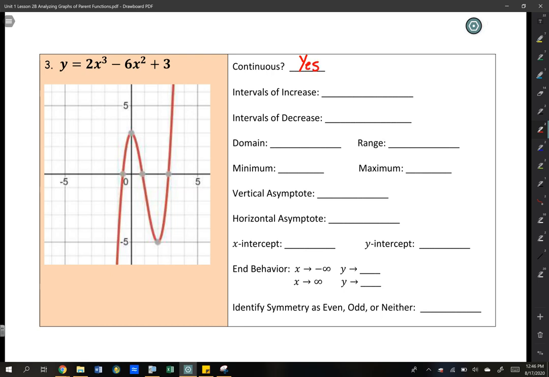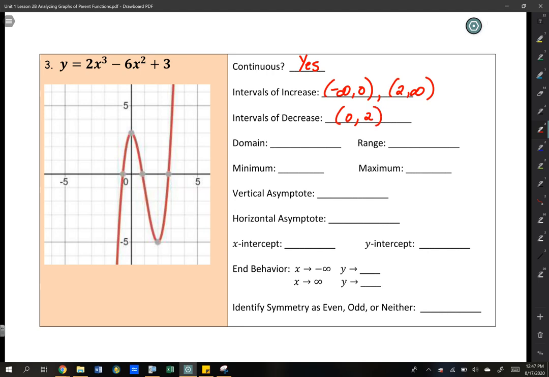Intervals of increase and decrease: where is the slope positive? All right, so the slope is positive from negative infinity to 0, and another interval of increase occurs from 2 to positive infinity. And then from 0 to 2, we've got an interval of decrease. Our slope is decreasing. So we have an interval of decrease from 0 to 2.